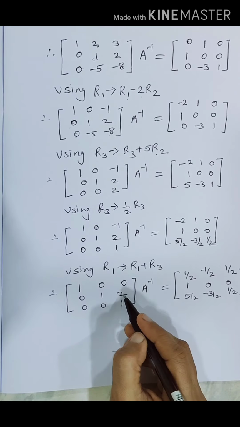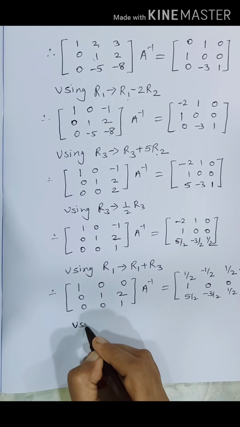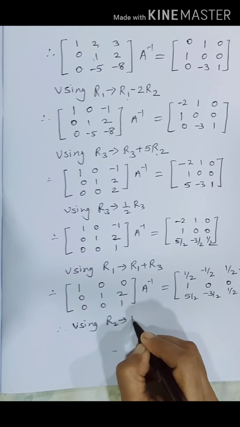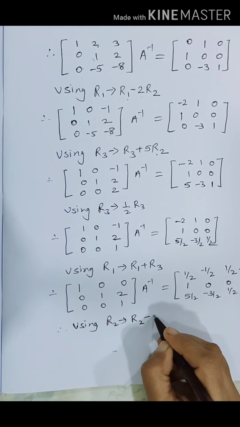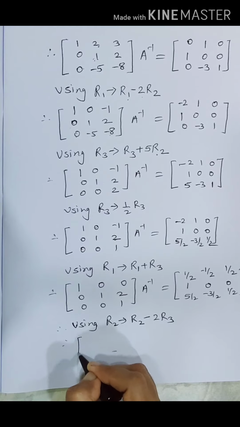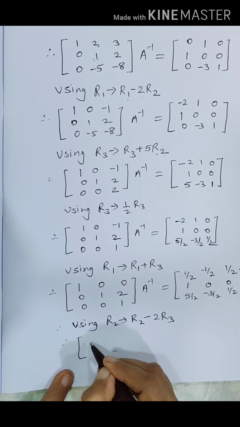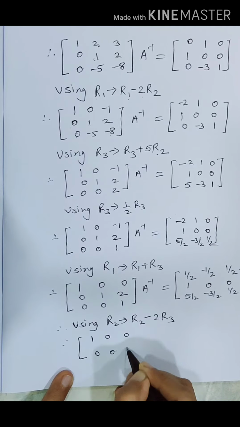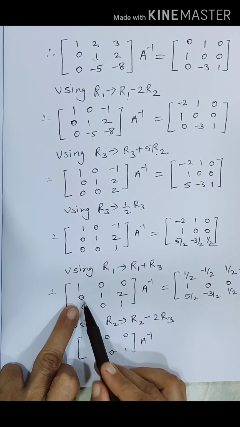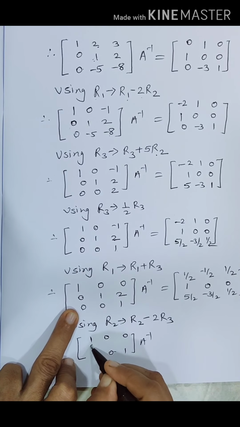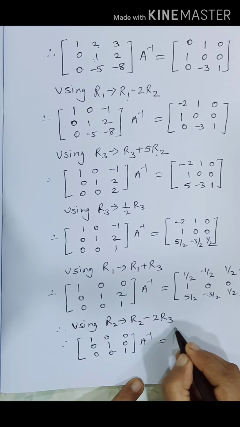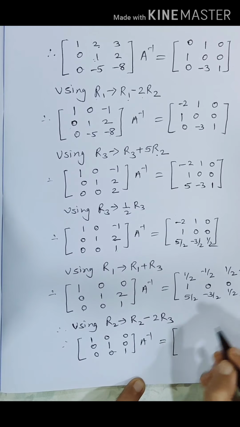Fine. So now what we want to have, just one more 0 here. So using next operation, R2 changes to R2 minus 2 times R3. So what we get is, first R2 changes. So 1 0 0 as it is, 0 0 1 as it is. Middle row will change. R2 minus 2 R3, corresponding elements. So this will be 0, this will be 1. This is 2 minus 2, that is 0.